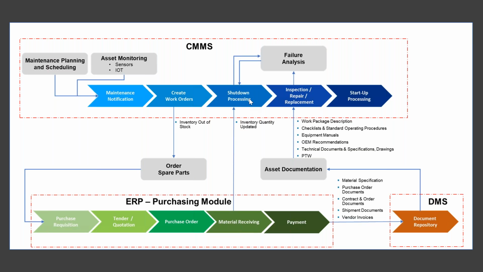Prior to starting on the inspection or the failure analysis or even replacement of your spare parts, your maintenance team would need information on the asset to understand what needs to be done. So, for example, the work description, or maybe the checklist or the permit to work or even the technical specs. All of these asset documentations can be found in your document management system, which is linked to your CMMS. So once all the work has been completed, you can now start the process of having the asset back online. So the digitalization of this can be done with the right solution, such as AIM. All right.